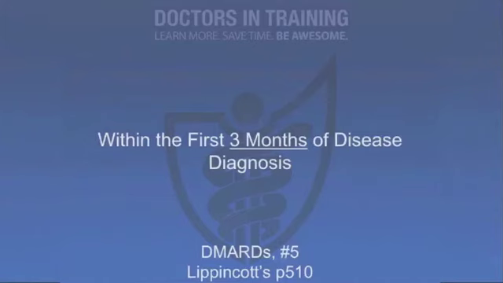The best time to start a DMARD is within the first 3 months that you diagnose the disease. You have to think that this whole entire time, rheumatoid arthritis is causing joint destruction, you have periarticular osteopenia, and you also have all the systemic symptoms with rheumatoid arthritis. Patients don't particularly want to live with that, so you want to make sure you get these patients on DMARDs as soon as possible.